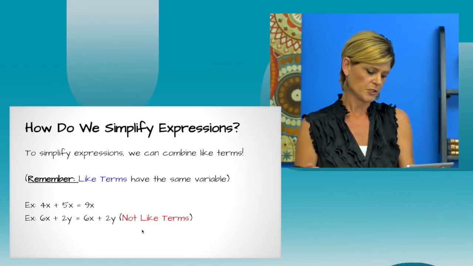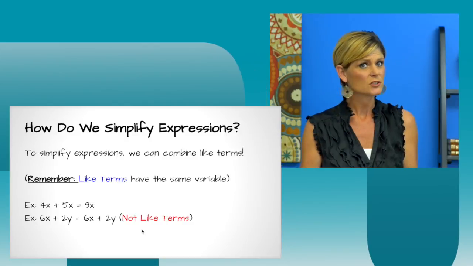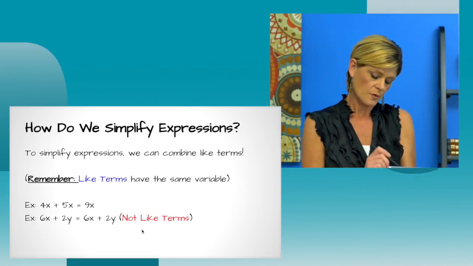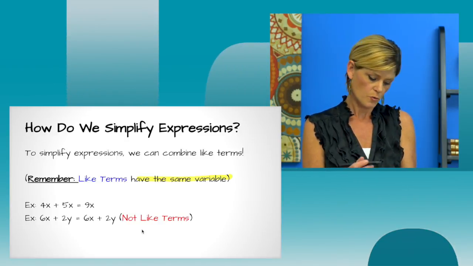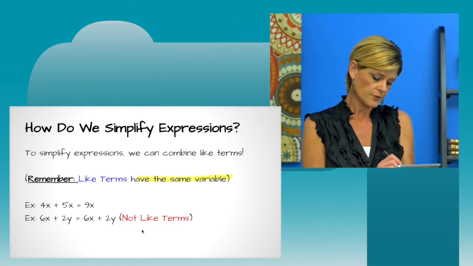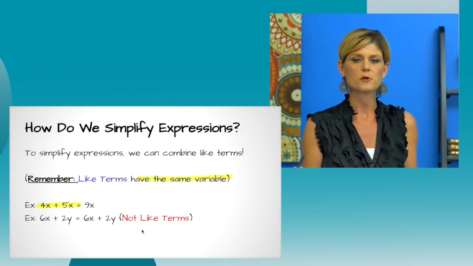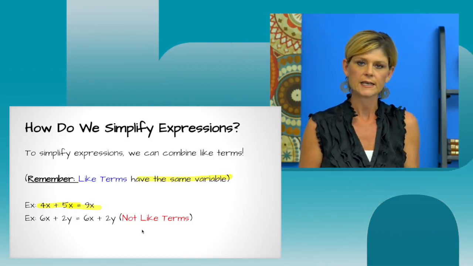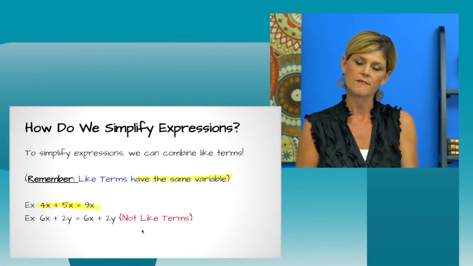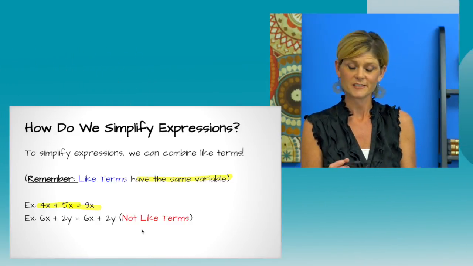How do we simplify expressions? So to simplify expressions, we can combine like terms, and it's actually pretty easy. Let's take a look. Remember, like terms have the same variable. So if we have, let's look at our first example, 4x plus 5x, well, that's pretty simple. If we know what 4 plus 5 is, then we can do this problem quickly and easily. 9x, because both the 4 and the 5 have the like term of x. So 4x plus 5x equals 9x.